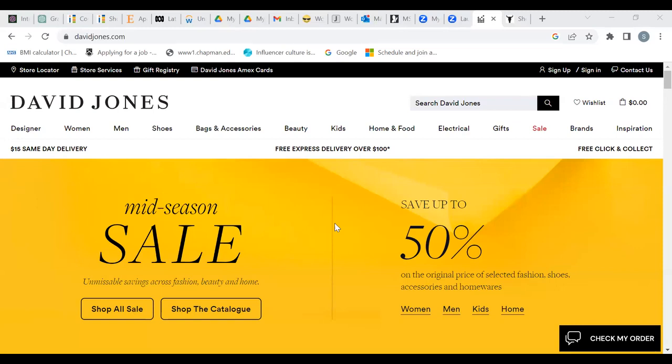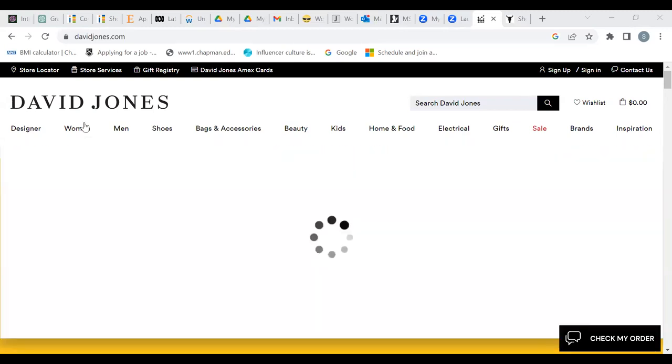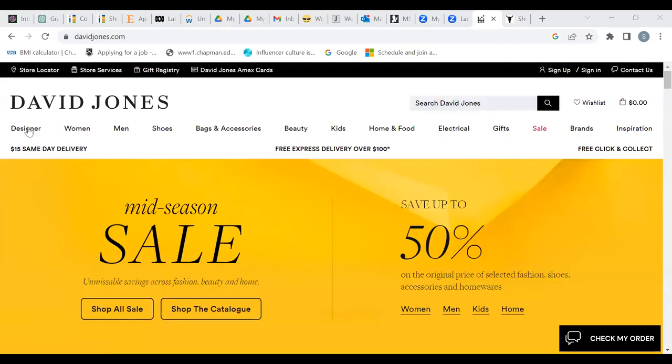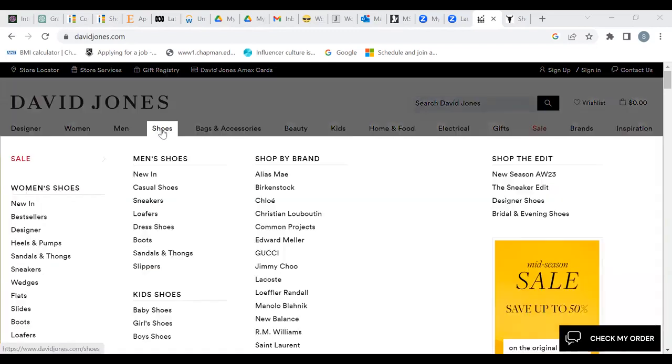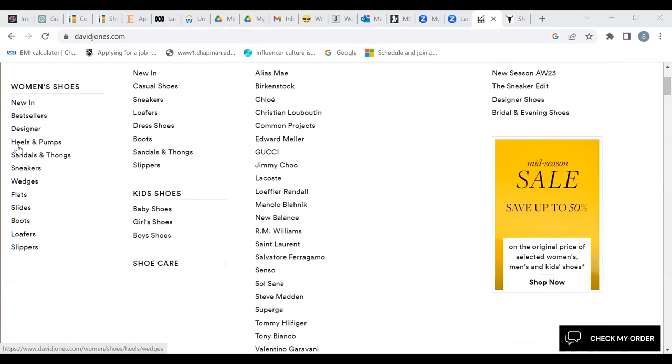So here is David Jones' website. Now you will see the way that it has been organized: designer products, men, women, shoes, bags, and accessories. So when you click on shoes, you have women's shoes. So this is the organization of the website. All the different varieties which the store stocks have been listed over here.